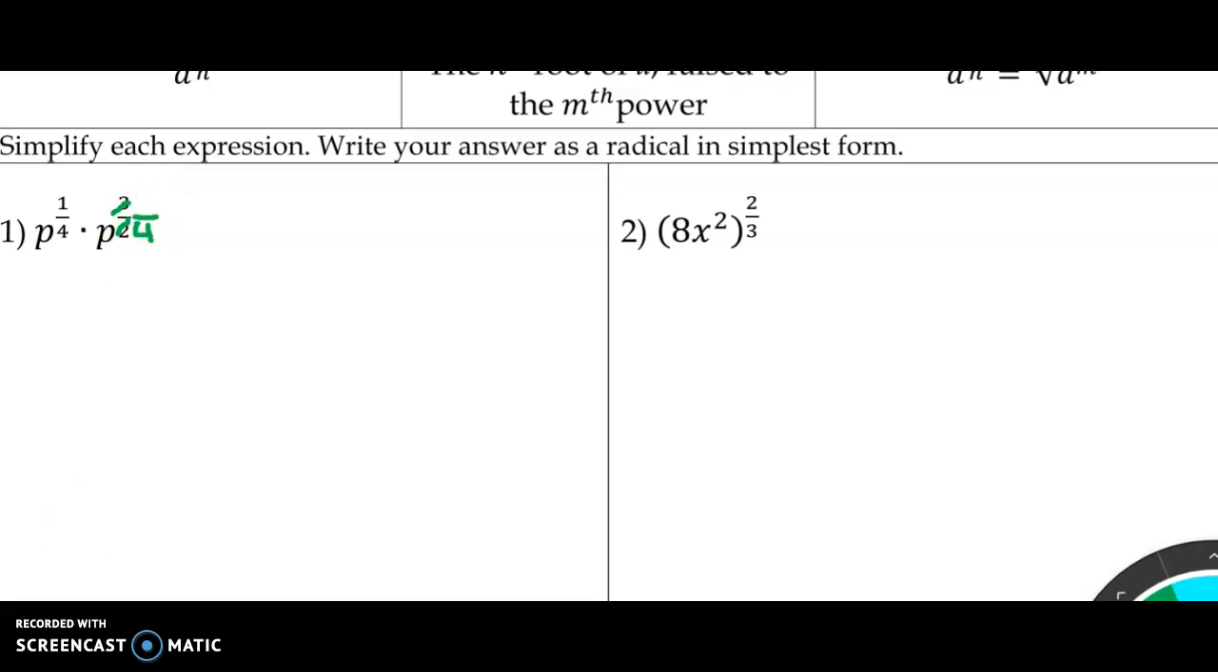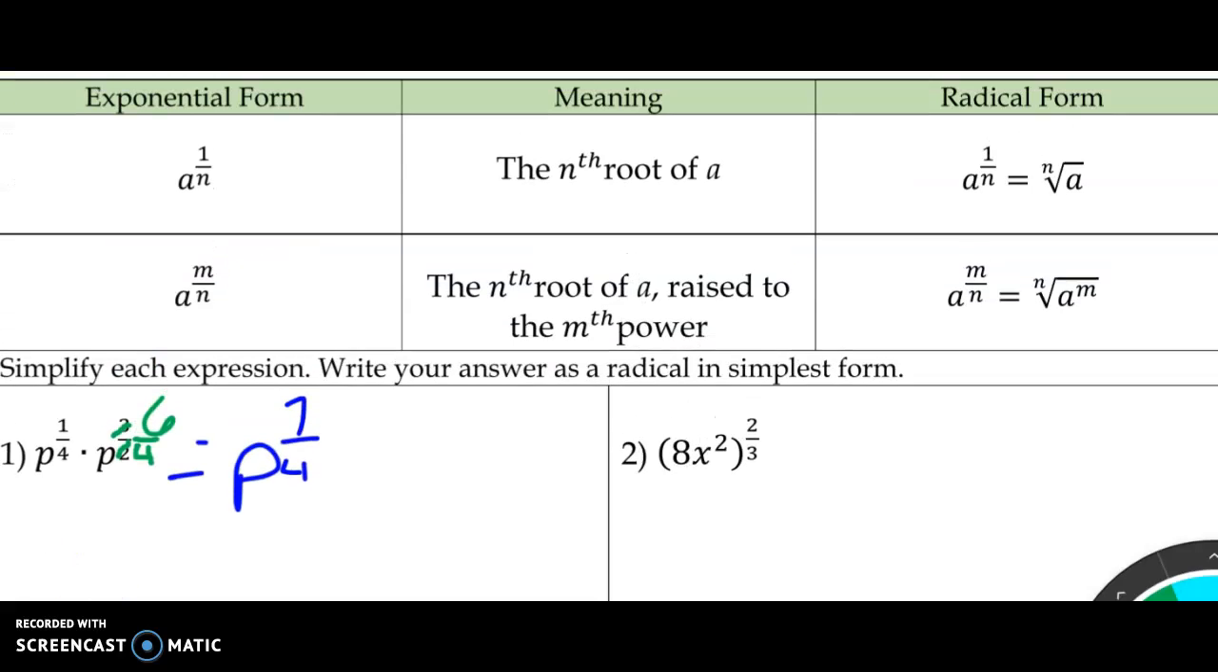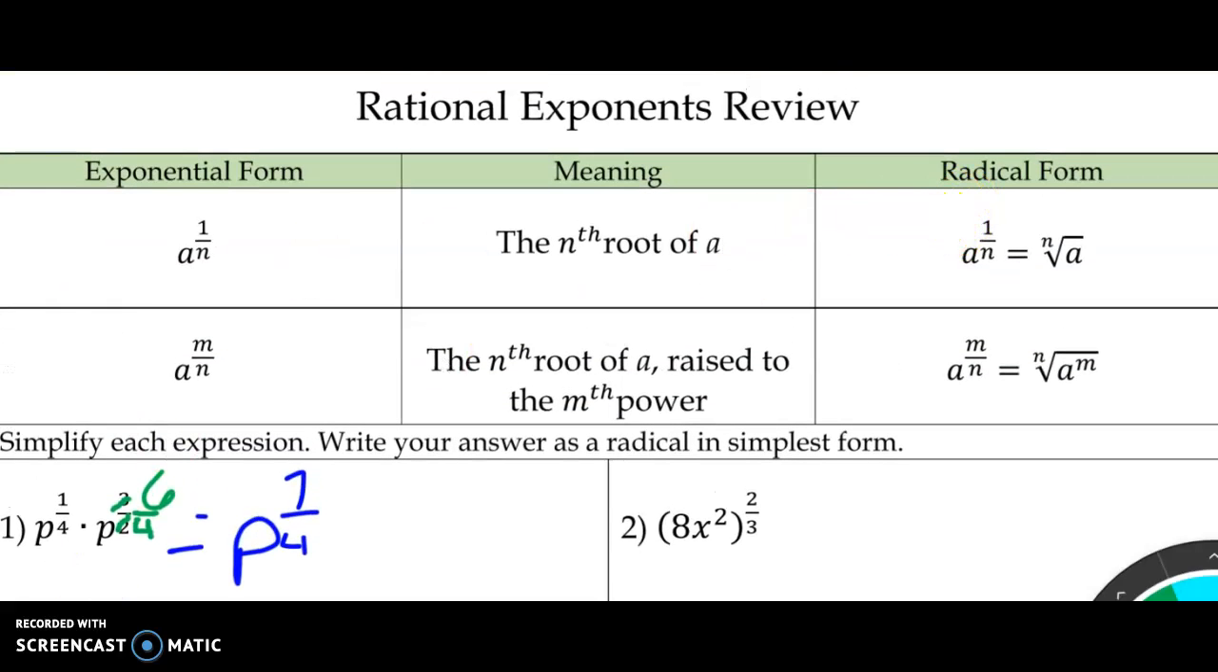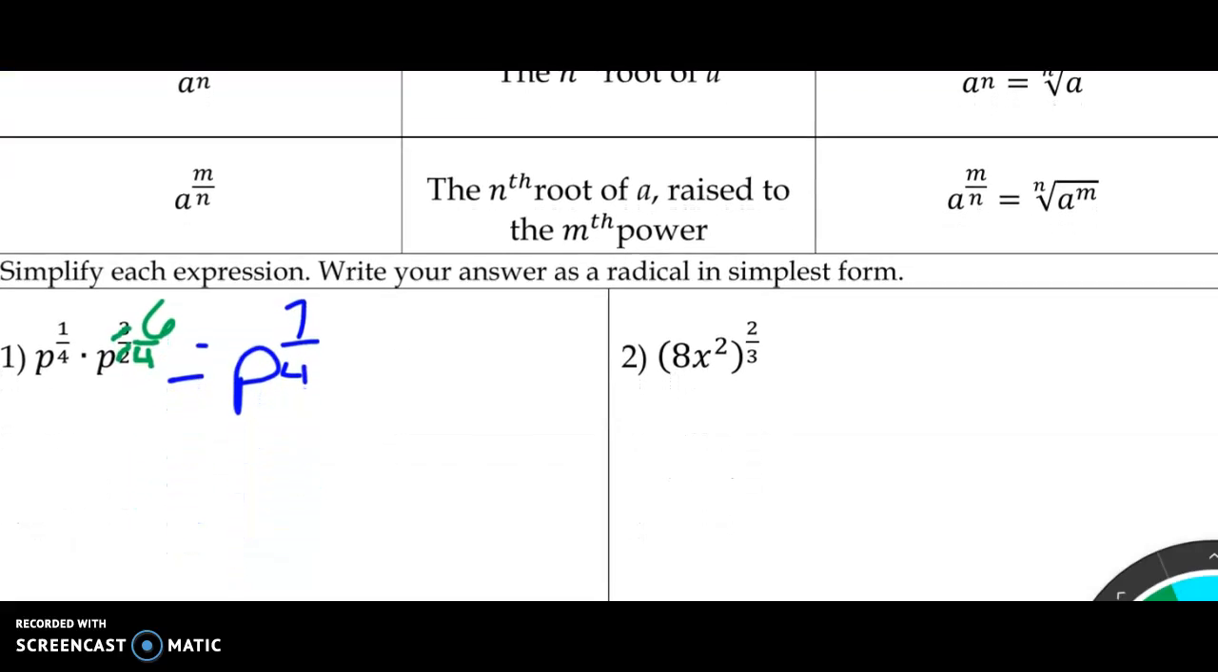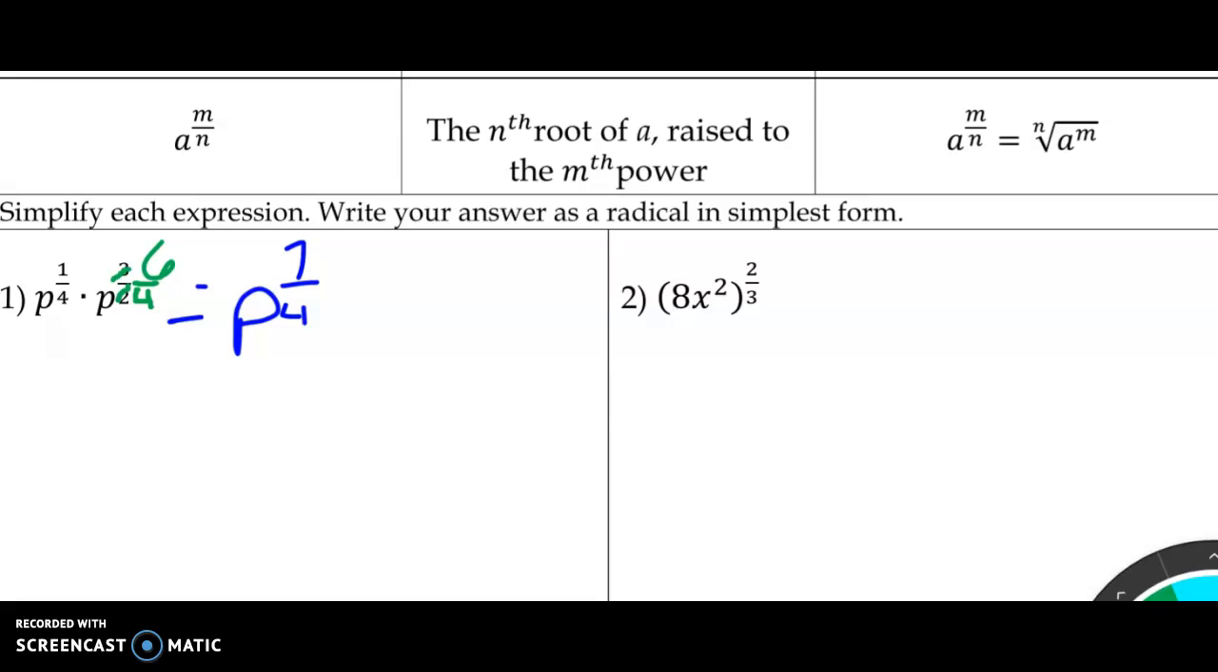And let's see if it'll be easier if I write it. Here we go. From here, we're going to use the product rule, so we will add our exponents together. So this will be equal to p to the 1/4 plus 6/4, that's 7/4. If we were to rewrite this as a radical, in radical form like this, our index is 4, and p is raised to the 7th power.